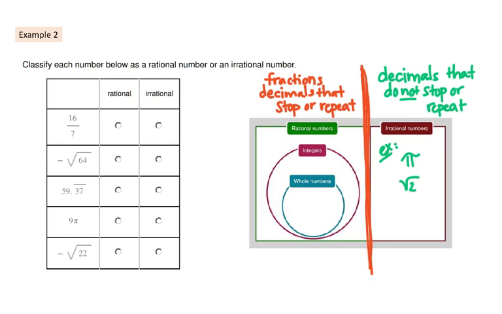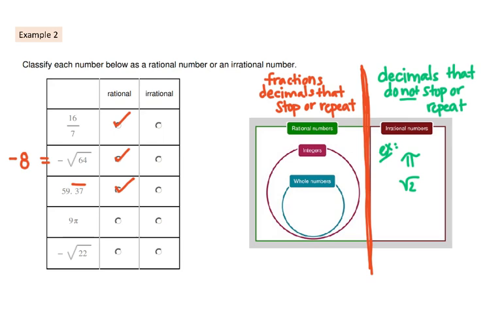Okay, let's look at the first number, 16 divided by 7. Well, that's just a plain old fraction that has integers on the top and bottom, and if you are a fraction, then it's a rational number. Okay, negative square root of 64. Now, at first I think, ooh, square roots. But then just remember, this simplifies to negative 8, which in fact is an integer, so we're on the rational side. Okay, 59.37 repeating, this bar on top means it's 0.373737, and so again, we're on the left-hand side.